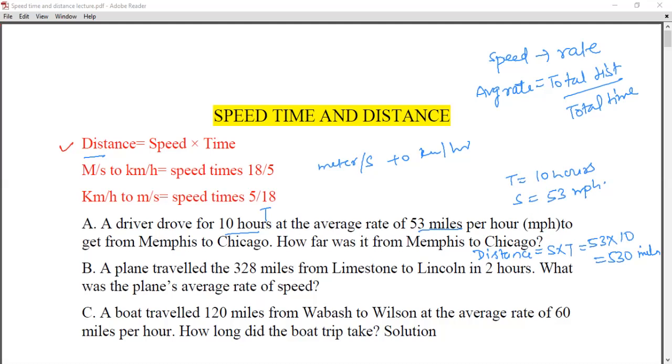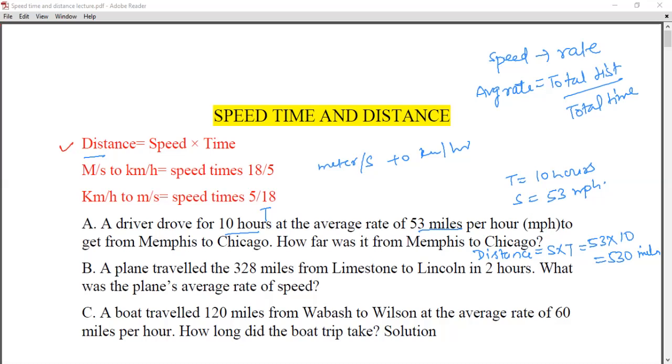We don't want to waste much time over here. These questions are quite direct and you need to directly apply these formulas in order to find the answer. Now the next question: a plane traveled 328 miles from Limestone to Lincoln in 2 hours. What was the plane's average rate of speed?